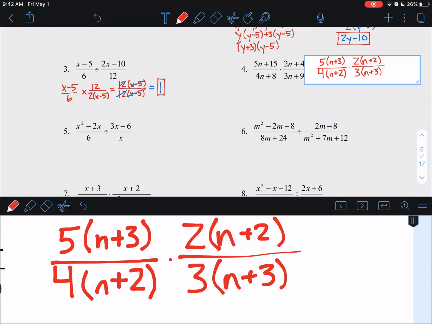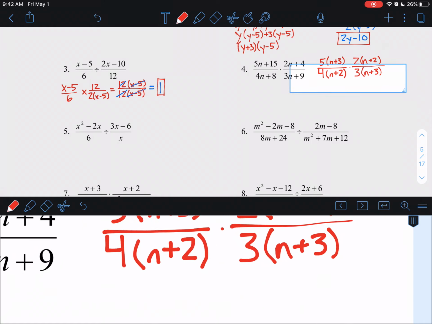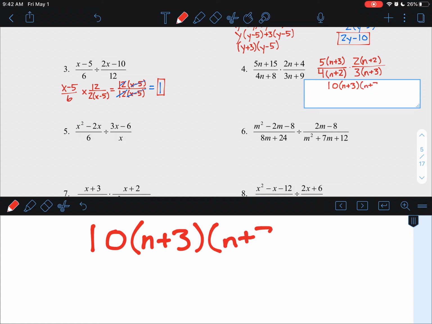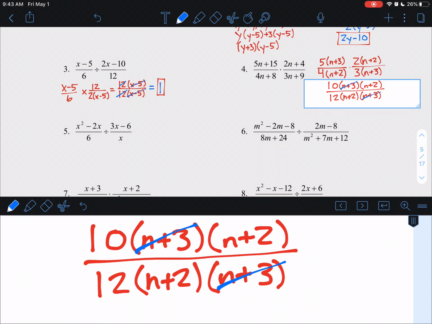So when we multiply everything together, we are going to have, let's see, multiply the top, multiply the bottom. That's going to give me 5 times 2 in the numerator is going to be 10. And then I have n plus 3, n plus 2. And then in my denominator, I'm going to have 4 times 3, which is going to be 12. And then I have n plus 2 times n plus 3. Just leave it factored like that. And then I can cancel out some terms. So I got n plus 3 over n plus 3 cancels out. n plus 2 over n plus 2 cancels out. All I'm left with is 10 over 12.